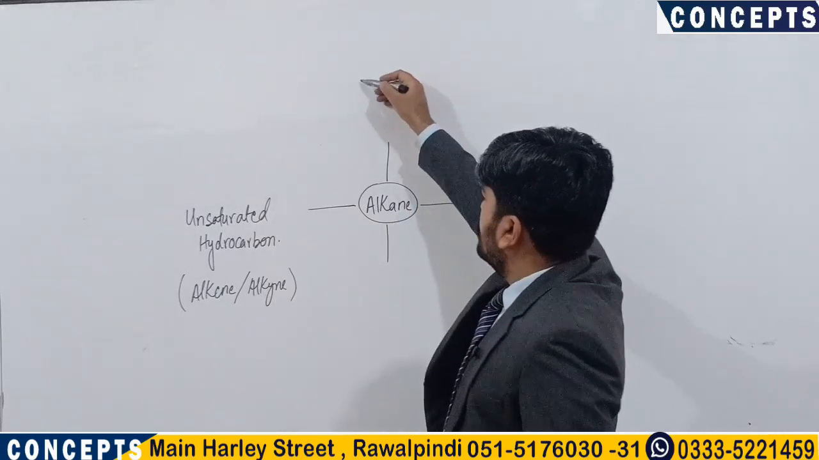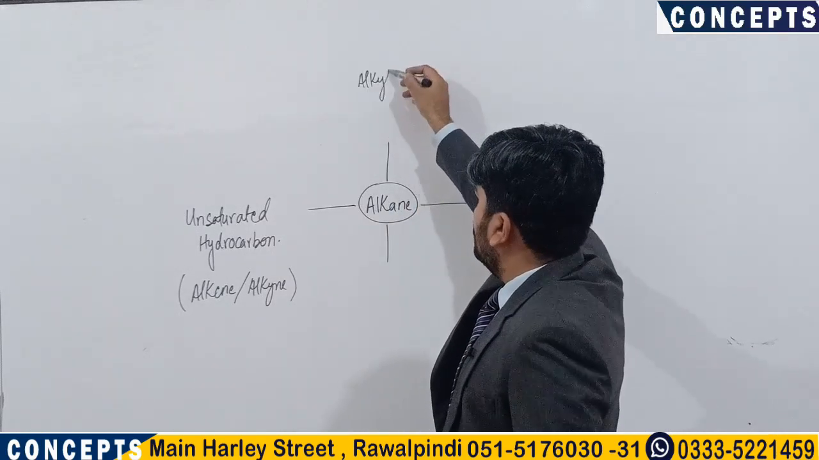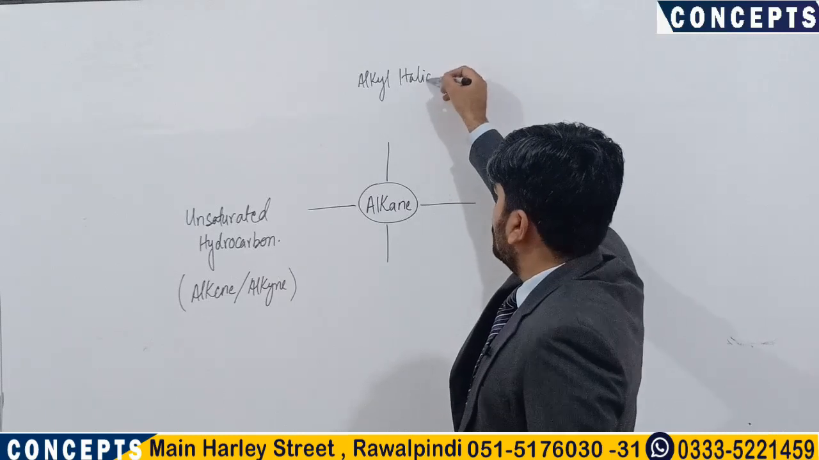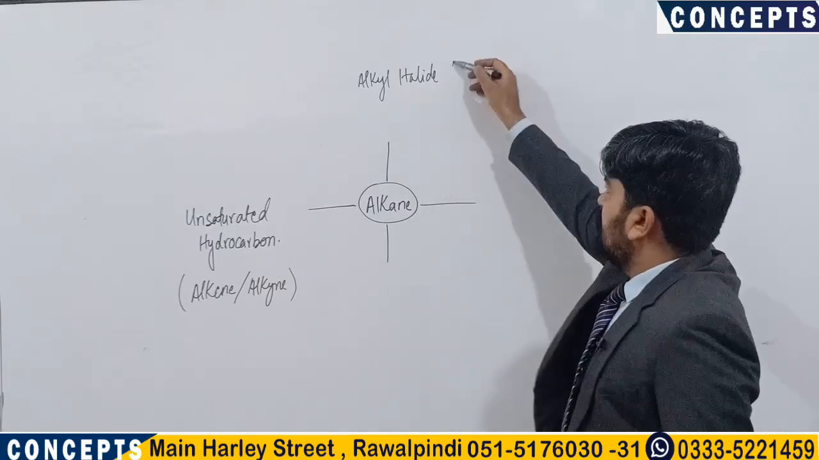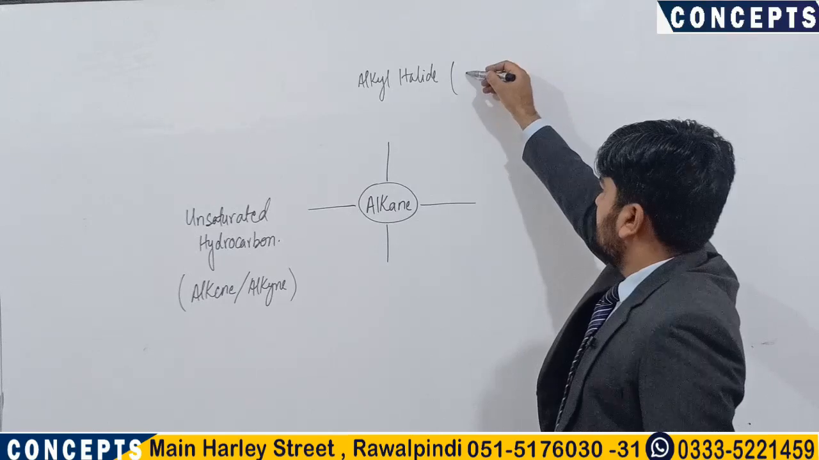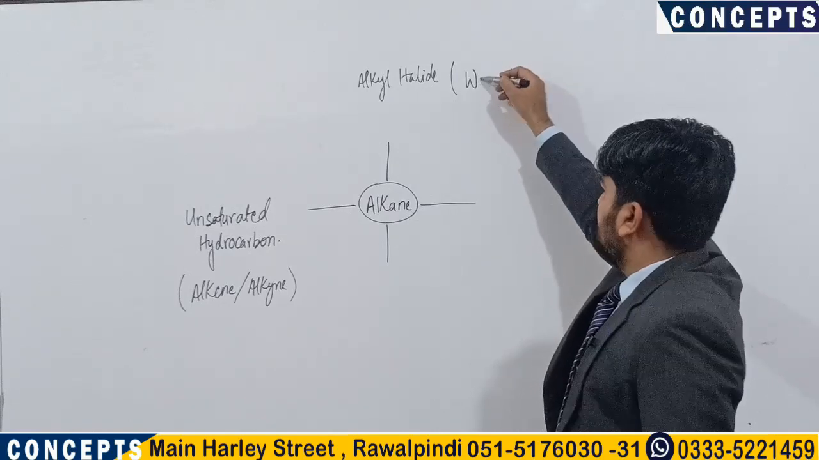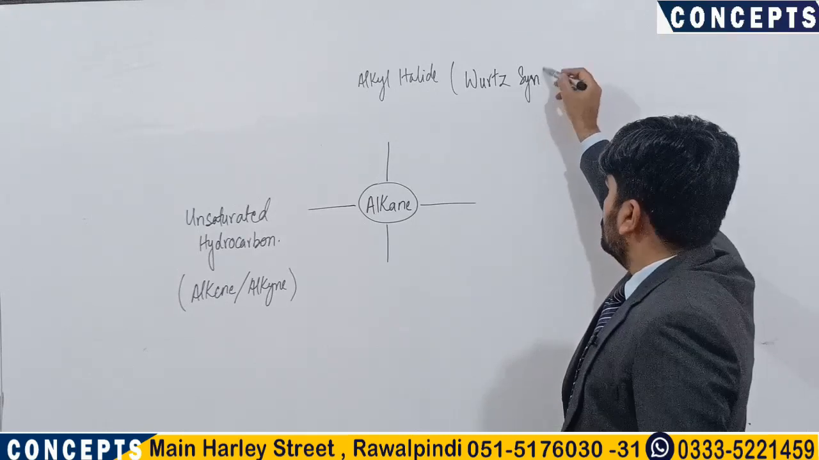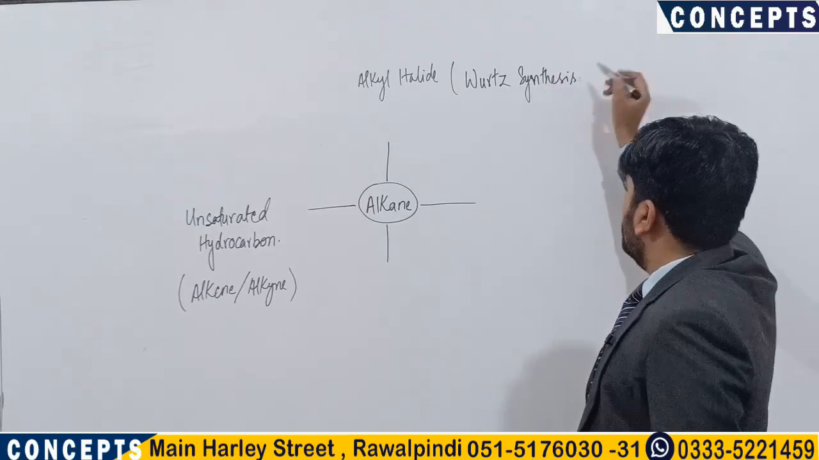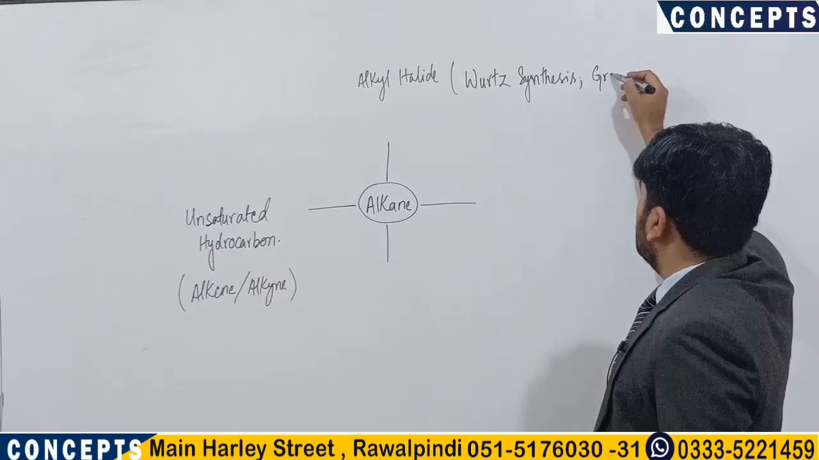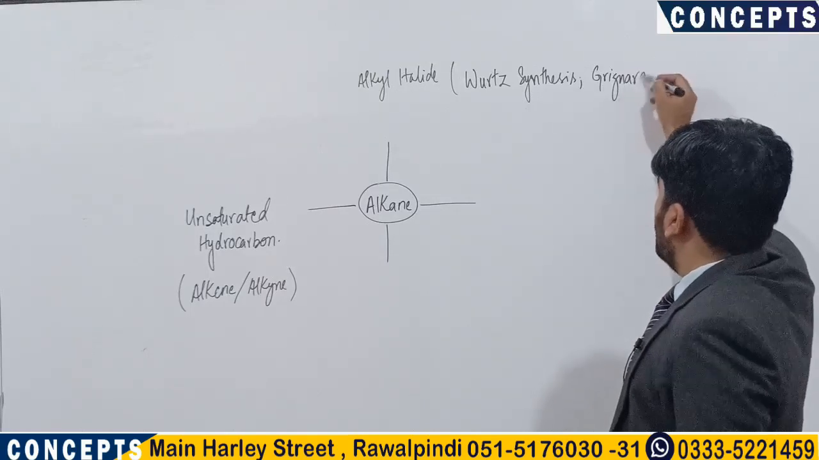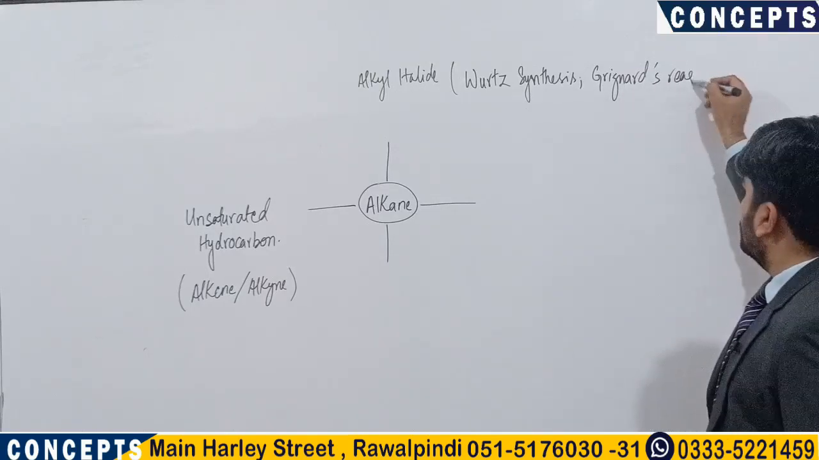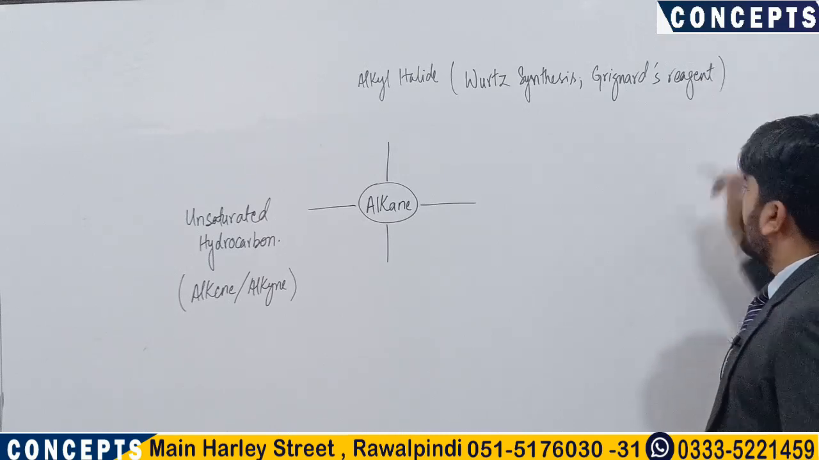Second one, alkyl halide, and we use a reaction called Wurtz synthesis, and we use Grignard's reagent for this reaction.